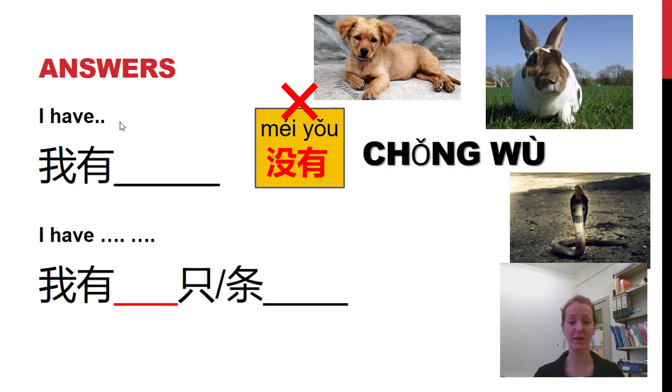Saying I have so many of these pets. For example, if you had 2 rabbits, 我有2只兔子. Don't forget the special word for the number 2, 两. Or I have 3 snakes maybe. You might have pet snakes, toy snakes. 我有3条蛇.